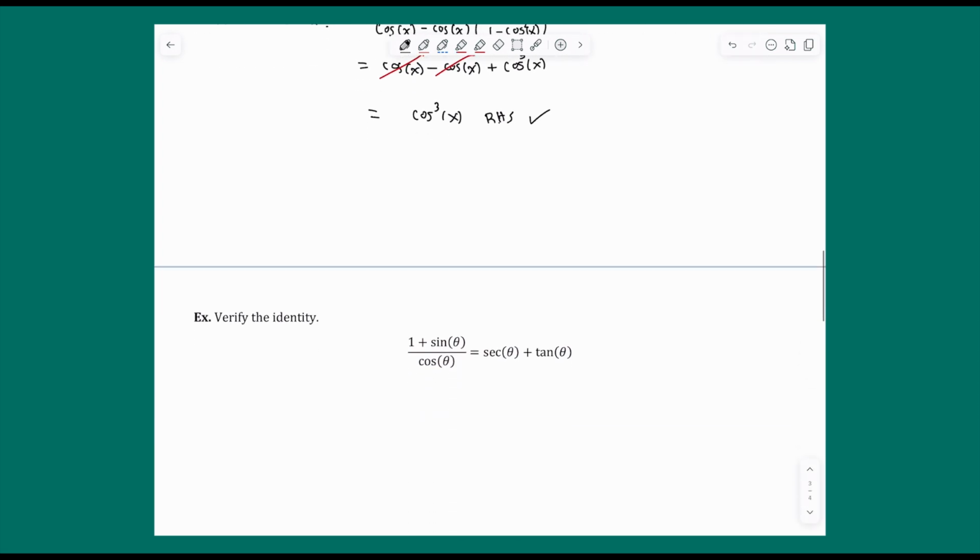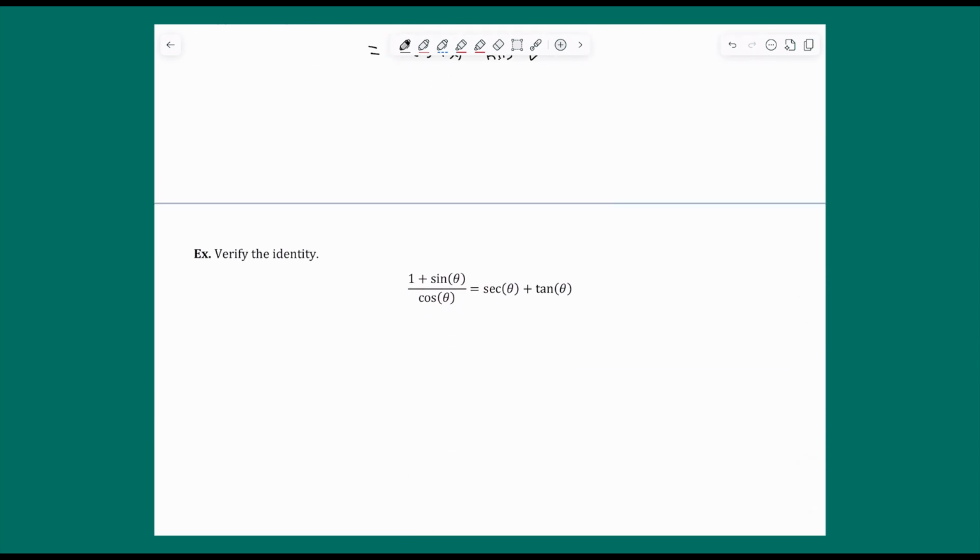All right, let's try another one. Here we have 1 plus sine of theta over cosine of theta equals secant of theta plus tangent of theta. Either side would be just as good to start with, and just to change it up a little, let me go ahead and use the right-hand side. So we'll take secant of theta plus tangent of theta. And I'm going to rewrite these functions using the reciprocal and quotient identities, meaning changing to cosines and sines. So we have 1 over cosine of theta plus sine of theta over cosine of theta.